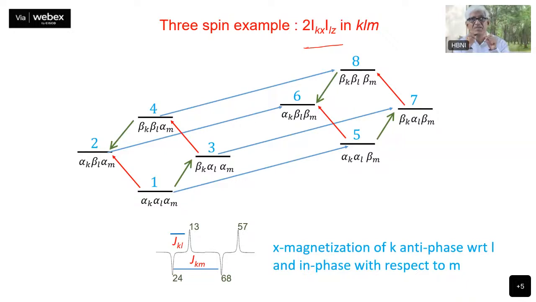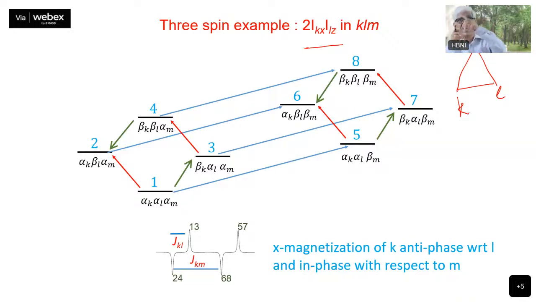So what it means is that the IKX ILZ representation remains the same with respect to the X magnetization of the K spin, but the M spin, what does it contribute? Because there is a coupling here. So all three are coupled, right? So you have K, L, and M. Therefore, each of them is now a doublet of a doublet.